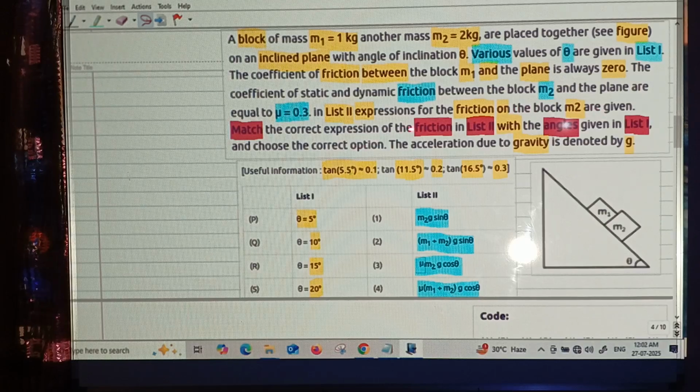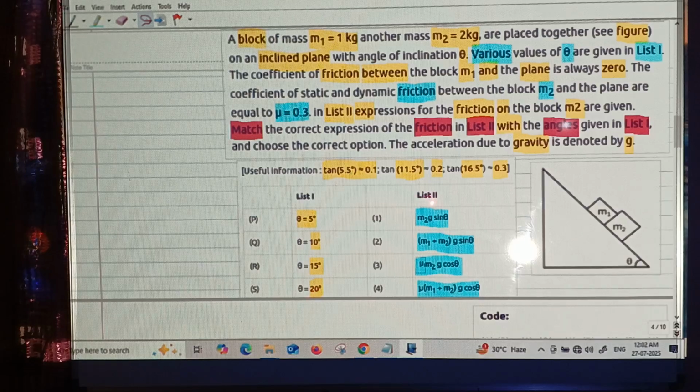Match the correct expression of the friction in list 2 with angles given in list 1 and choose the correct option. The acceleration due to gravity is denoted by g. Useful information: tan 5.5 degrees is 0.1, tan 11.5 degrees is 0.2, tan 16.5 degrees is 0.3. List 1 gives different inclinations of the plane, theta. Theta is being increased from 5 to 10, 15, 20.